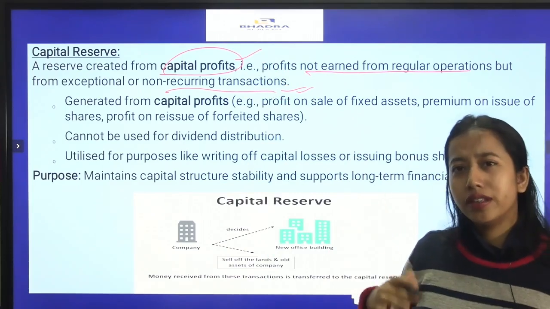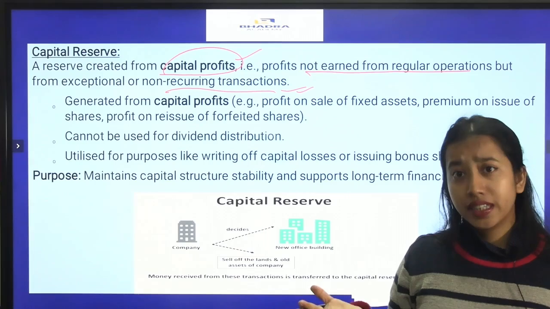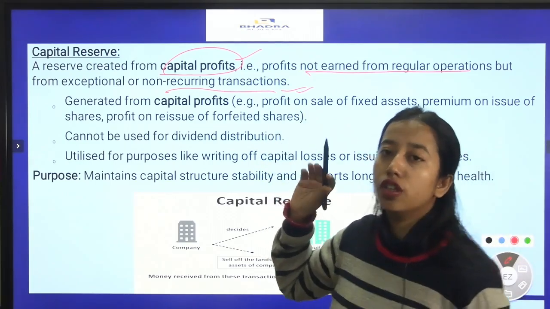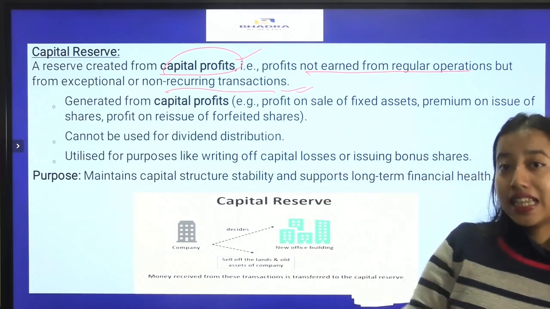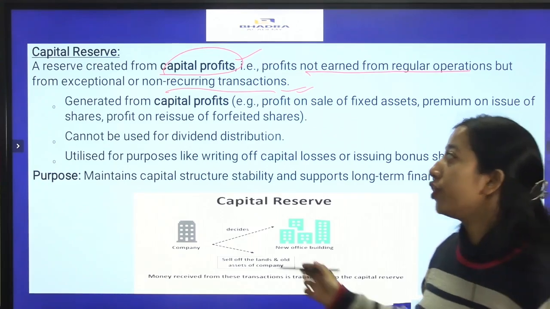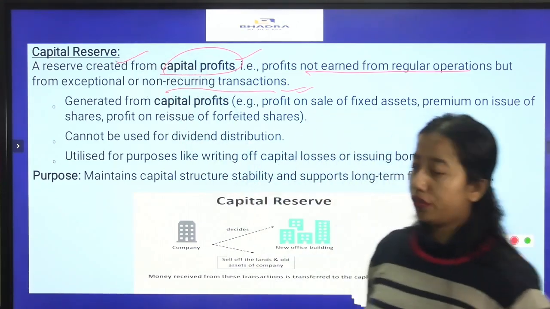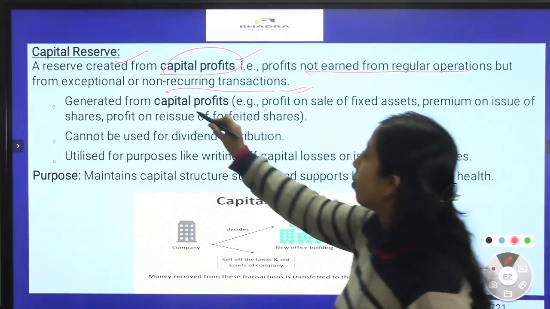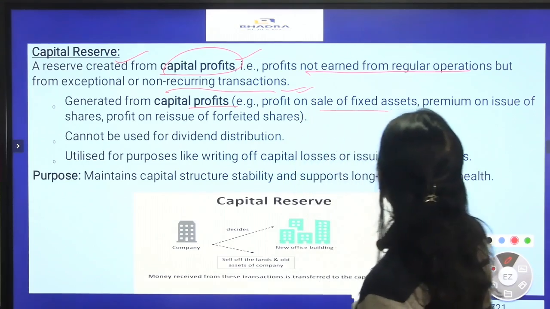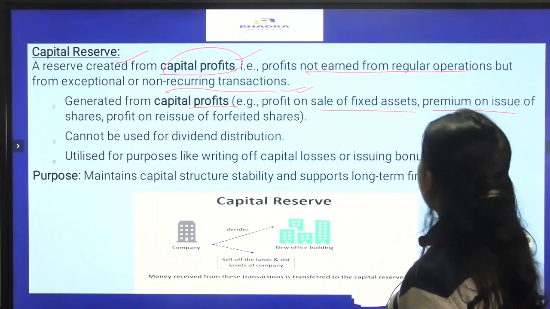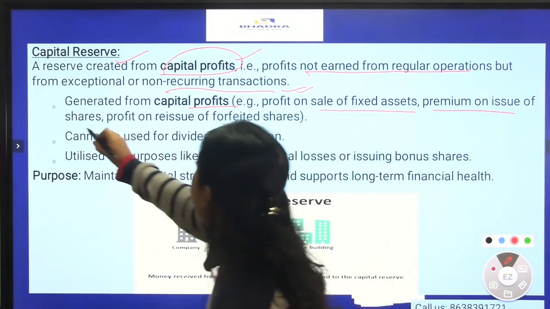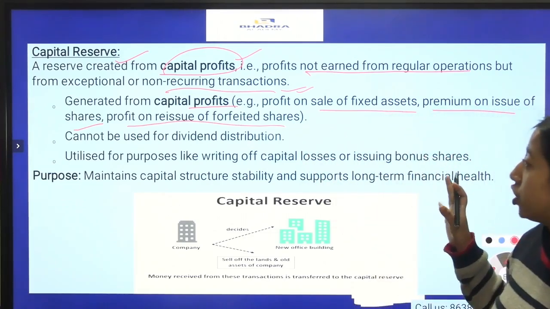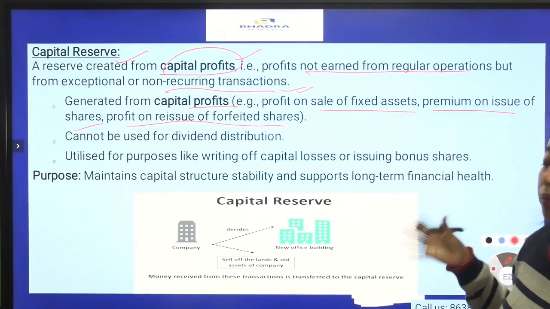So mostly when the business sells fixed assets and earns profit, that profit is known as capital profit. That profit is set aside by the business, and that reserve we call the capital reserve. So it is a reserve created from capital profits, that is profit on sale of fixed assets, premium on issue of shares, and profit on reissue of forfeited shares. These are examples of capital profit.